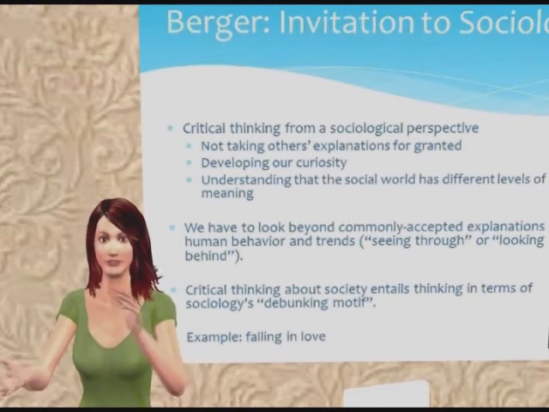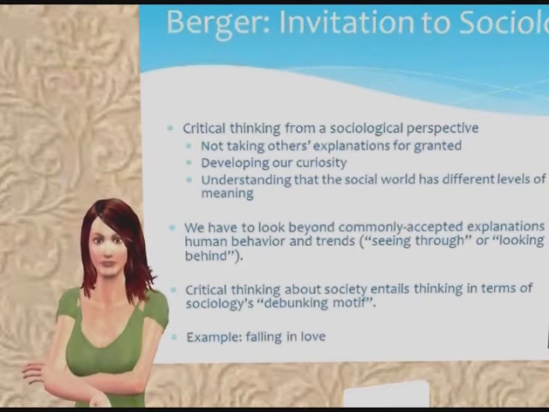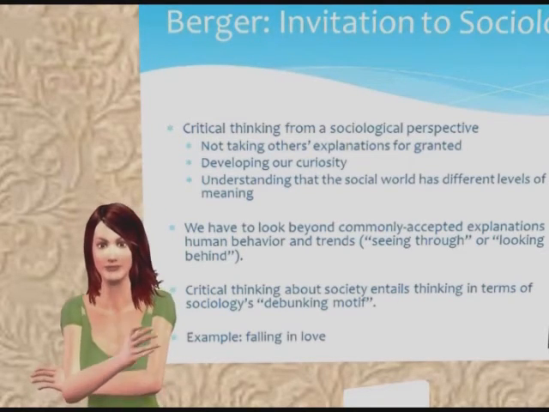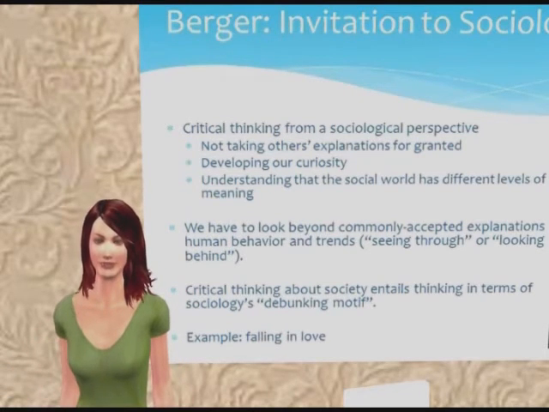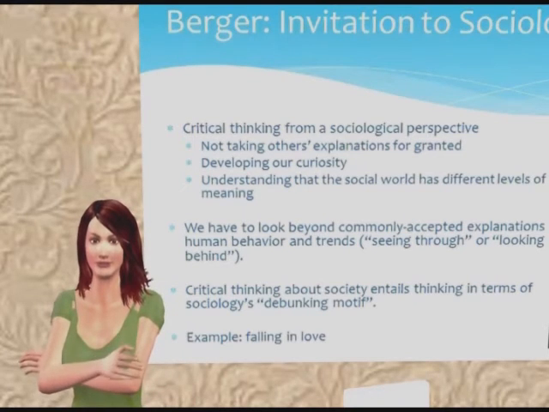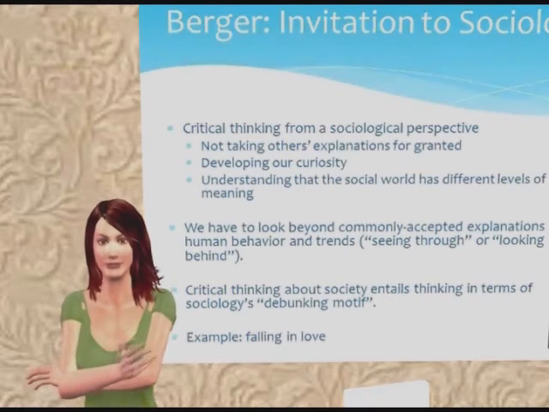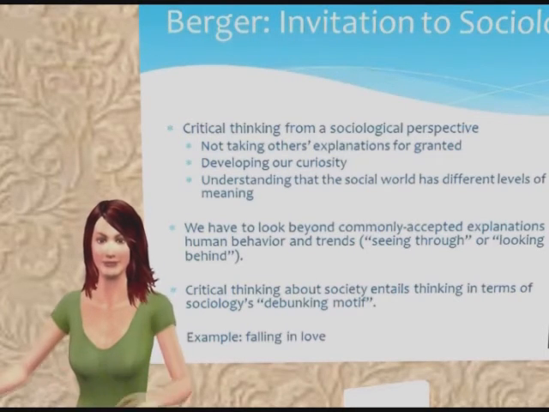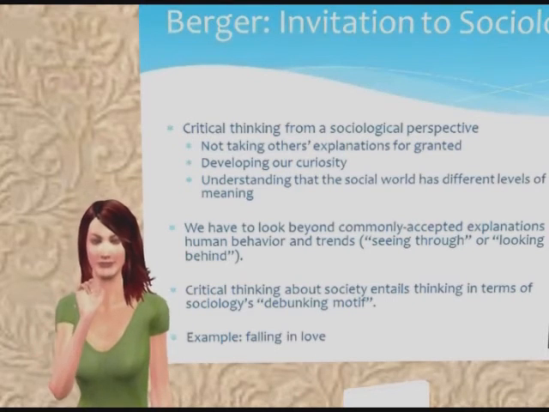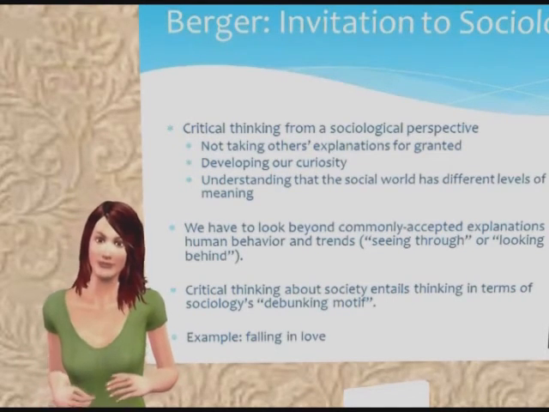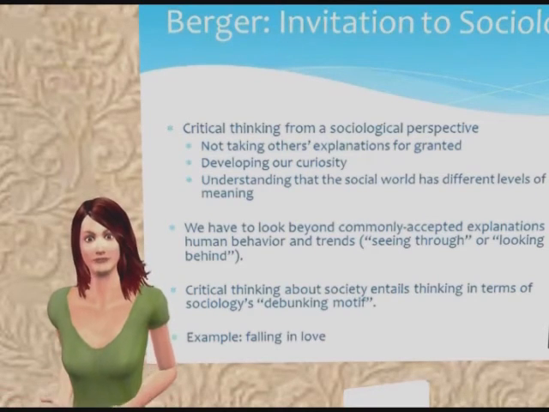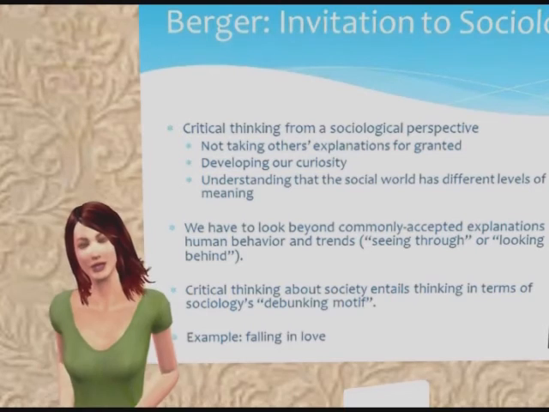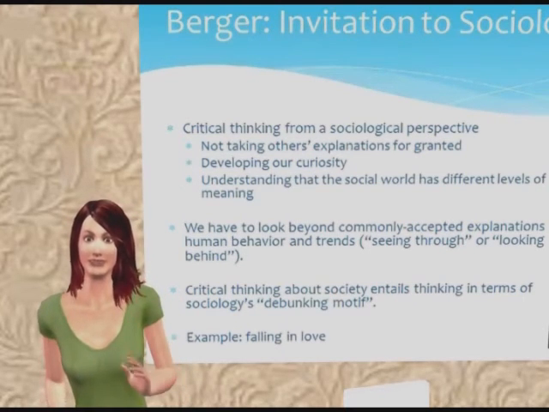Barker also argues that we have to look beyond commonly accepted explanations of human behaviors and trends. And he has several great phrases for our tendency to do this. He says it entails seeing through or looking behind. Again, Barker's description of what it means to think sociologically is very similar to what Brown and Keeley are talking about: developing those skills and attitudes that allow us to be critical thinkers. We don't just want to accept what people tell us, what politicians tell us, or what newspaper authors tell us. You don't even want to always just accept what your professors tell you. This is part of developing that value of autonomy, actually developing the ability to go out, ask questions, and find answers to those questions on your own.